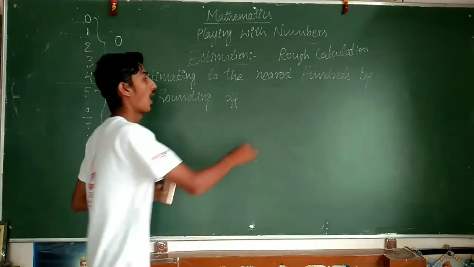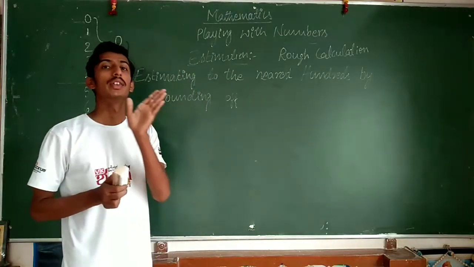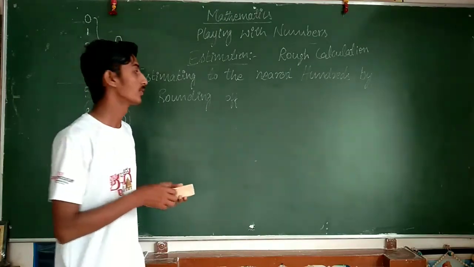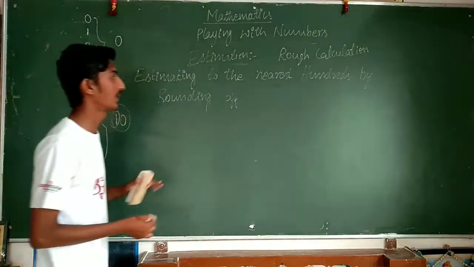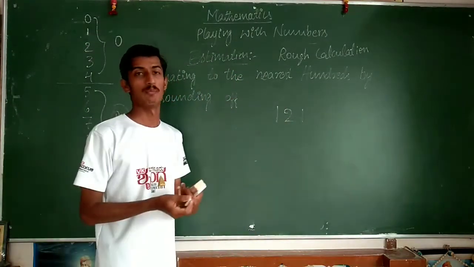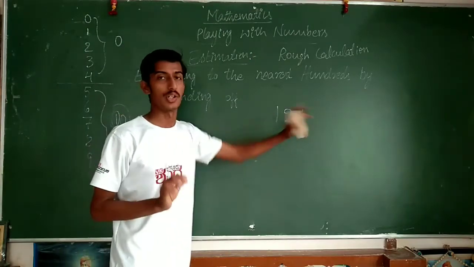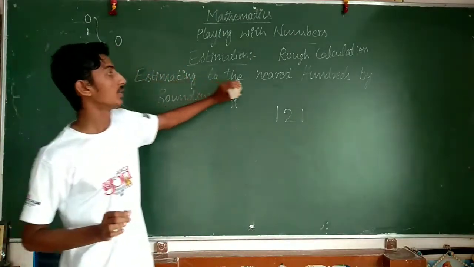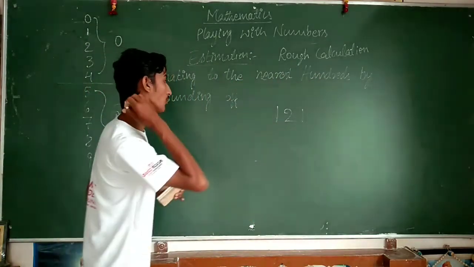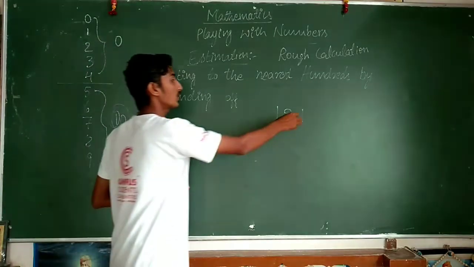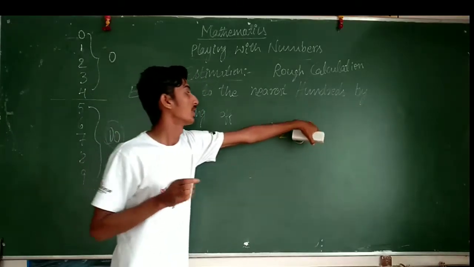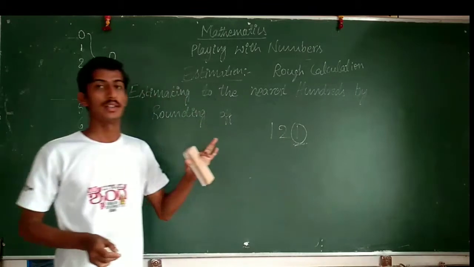That means we have to zero the unit place and the tens place. How can we perform this? For example, you can choose 121. They give 121, and we have to estimate to the nearest hundreds by rounding 121. How? The first step is to zero the unit place. In the unit place, there is the number 1.